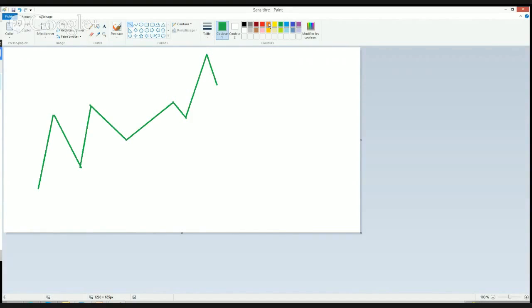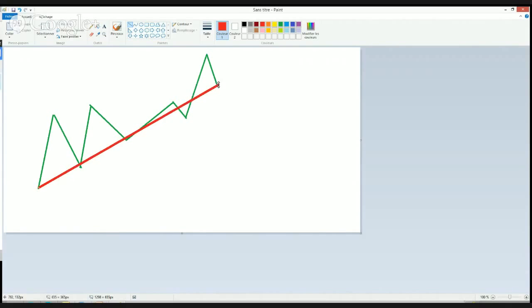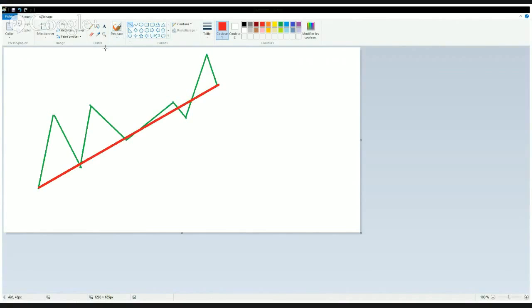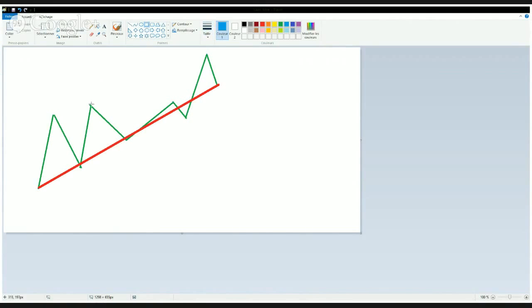Okay, so the market doesn't go from point A to point B. It goes up and down, up and down, up and down. So what we do with this strategy is we take advantage of, I'm going to take a blue square, this strategy takes advantage of these little things, which we call retracements.